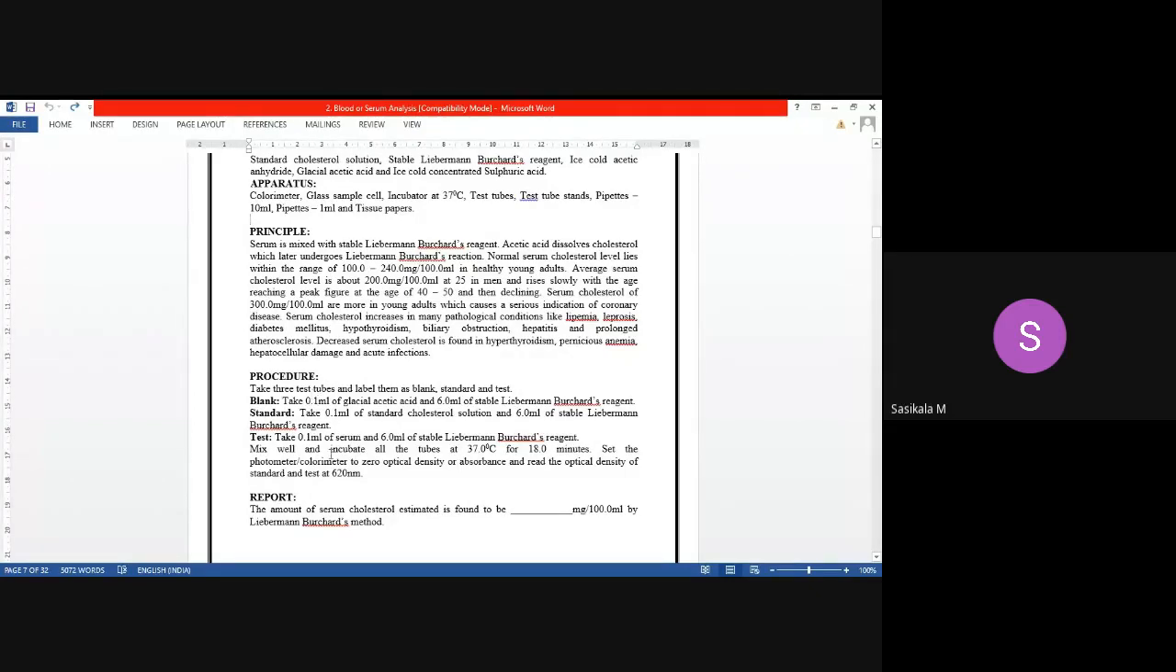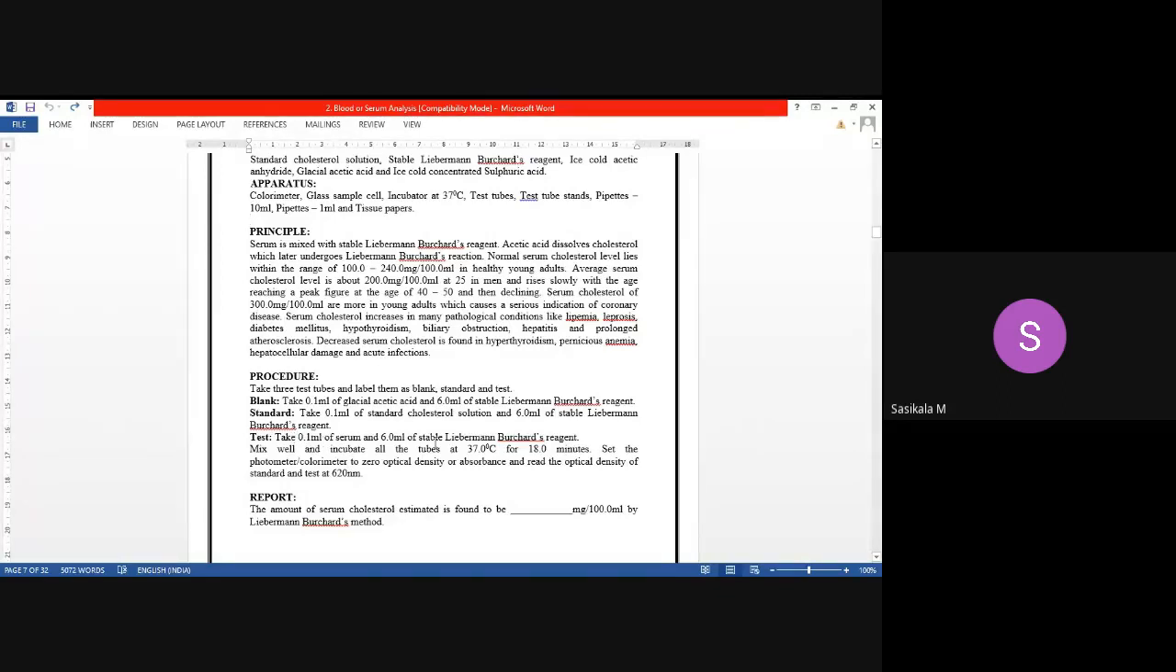So all the tubes have 0.1 ml added, whereas blank has only glacial acetic acid. Since glacial acetic acid is the solvent for cholesterol, we add only the solvent to the blank. The standard solution has cholesterol dissolved in glacial acetic acid. So except for cholesterol, the solvent is added in blank. Blank is 0.1 ml glacial acetic acid, standard is 0.1 ml standard cholesterol solution, and test is 0.1 ml of serum.